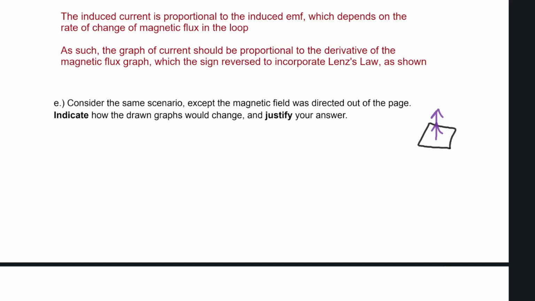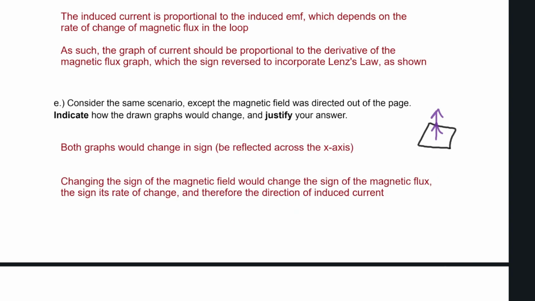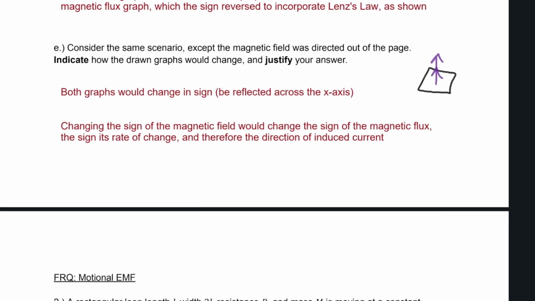Because if you change the sign of the flux, you change the sign of the current. So both graphs would change in sign, meaning you reflect them across the x-axis. Because if you change the magnetic field sign, you change the flux sign, you change its rate of change, and therefore the current direction. Because if you increase out of the page, you need a clockwise current to generate a magnetic field in the other direction now. So it's just a simple reflection.